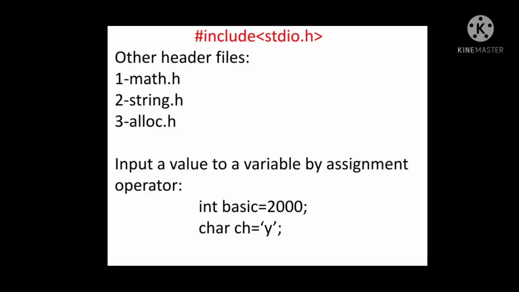A simple method for taking the data as input is to give the value to the variable by the assignment statement. For example, as you can see on your screen, in first statement 2000 value is assigned to basic variable, and in second statement a single character y is assigned to ch variable. But in this way we can give only particular data to the variable. The second method is to use the input function scanf, which takes the input data from the keyboard. In this method, we can give any value to the variable at runtime. For output, we use the function printf.